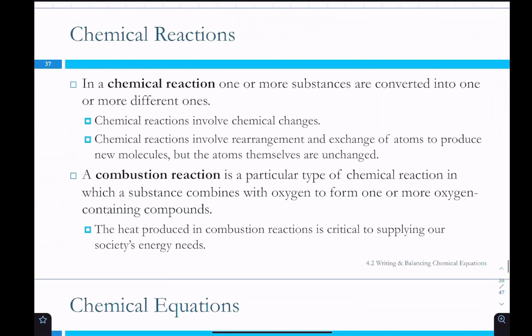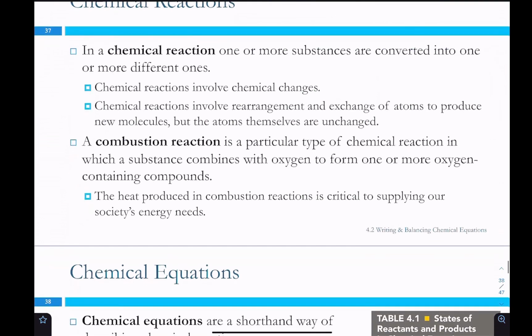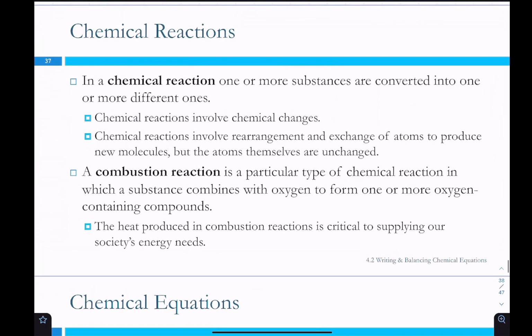All right, so now we're shifting into chemical reactions. A chemical reaction is one or more substances being converted into one or more different substances. This is another section we'll cover pretty quickly because it is mostly review. Like before, we were talking about combustion reactions. That's when a substance combines with oxygen to form one or more oxygen-containing compounds. If it's just carbon and hydrogen, or just carbon, hydrogen, and oxygen, your results are always going to be carbon dioxide and water. As soon as you start adding other things in, then you get other combustion products.